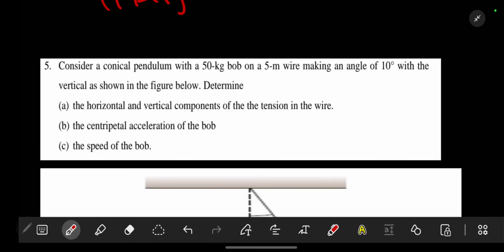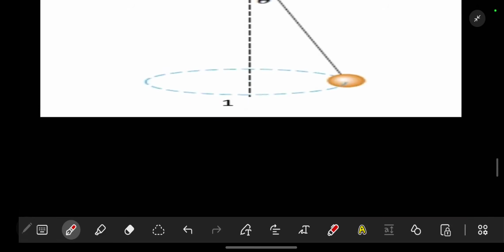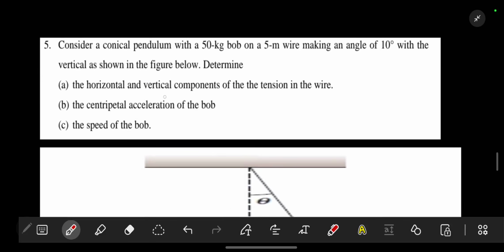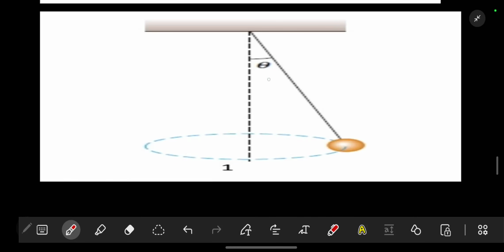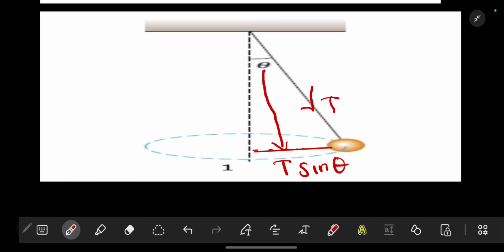So here, for our A, we have the horizontal and the vertical components of the tension in the wire. Remember, the angle theta is there. The opposite of this will be the T, because there will be a tension on the cord. So we have T sine theta. As long as the angle is opposite, it will be sine of theta.